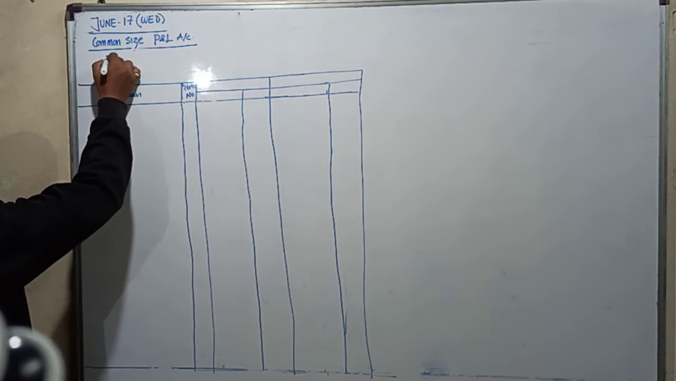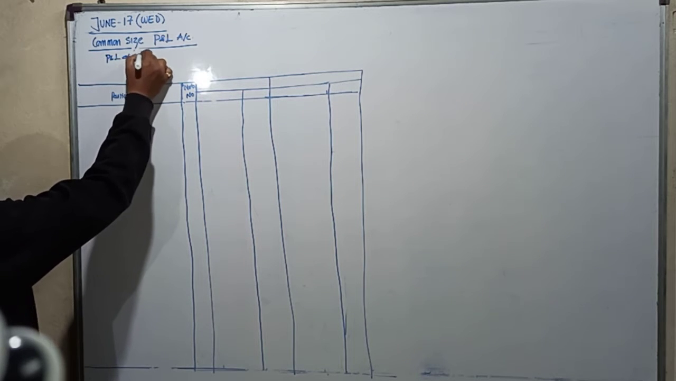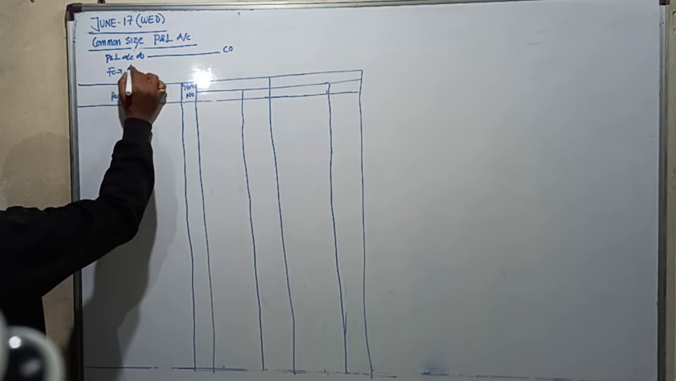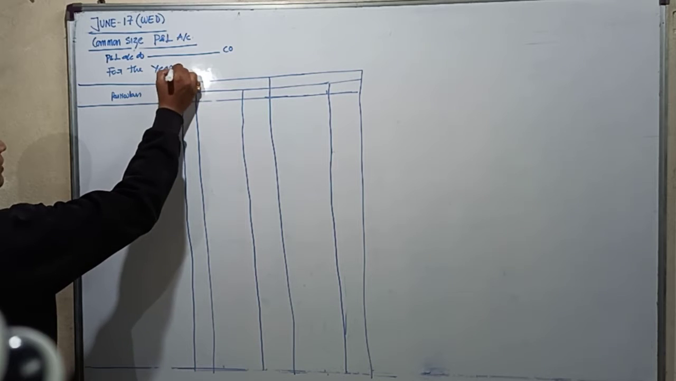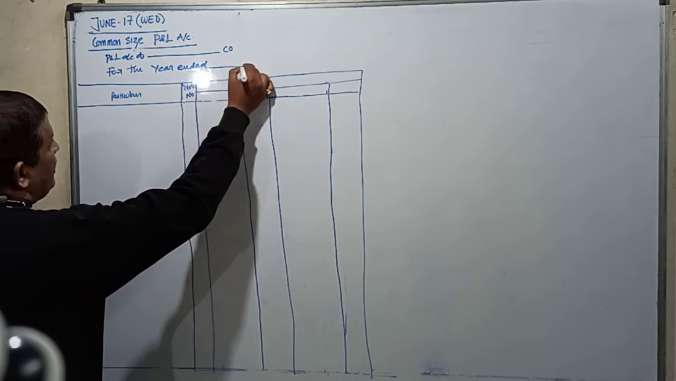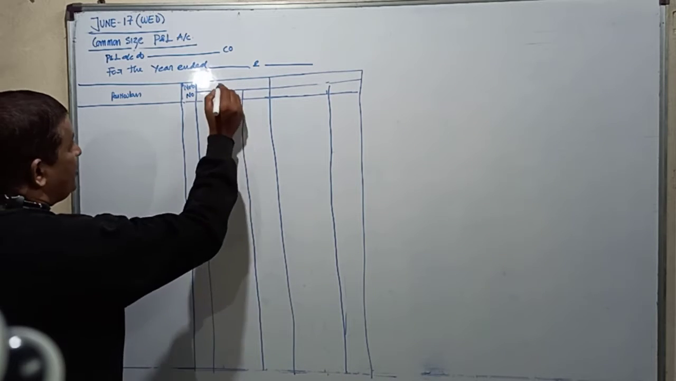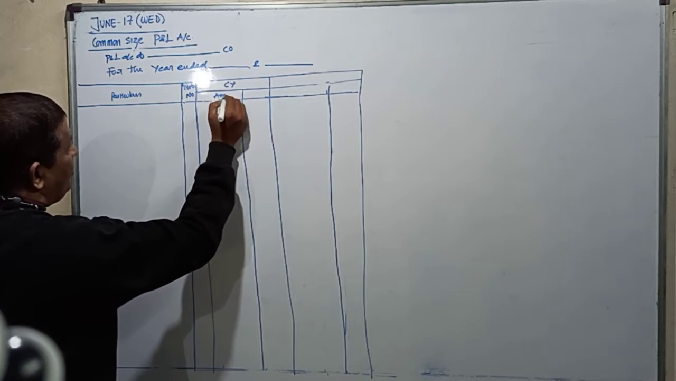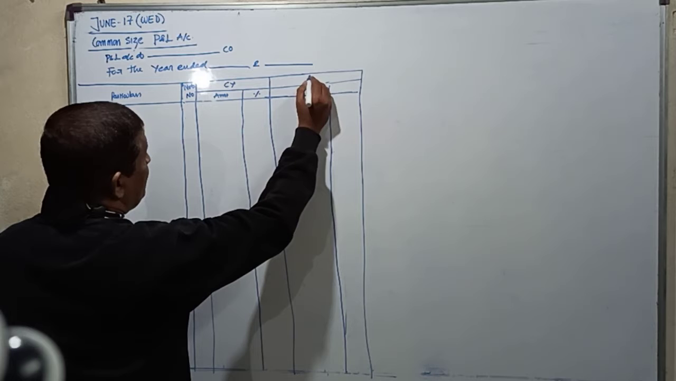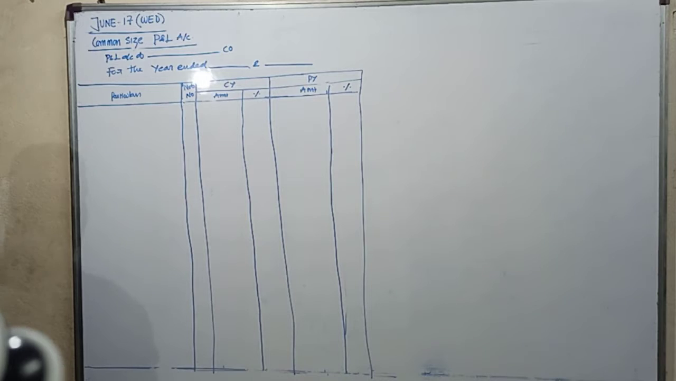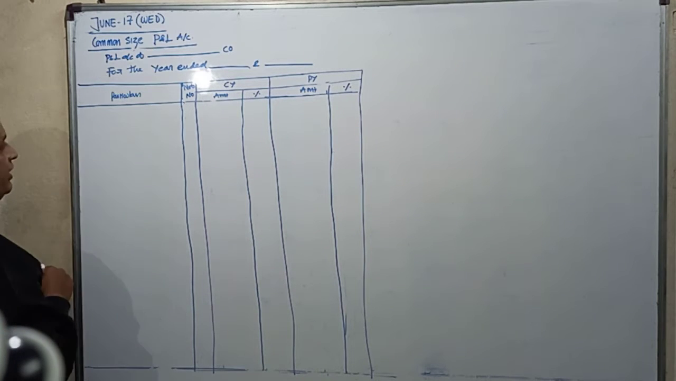And how do we come out? So it is the profit and loss account of dash company for the year ended dash and dash. Then you have particulars, you have note number, you have current year, you have amount here and percentage here. You'll have previous year data, you have amount here and you have percentage here. Now, because we are looking at a profit and loss account, in the particulars column, what do we write? We write the pro forma of profit and loss account.